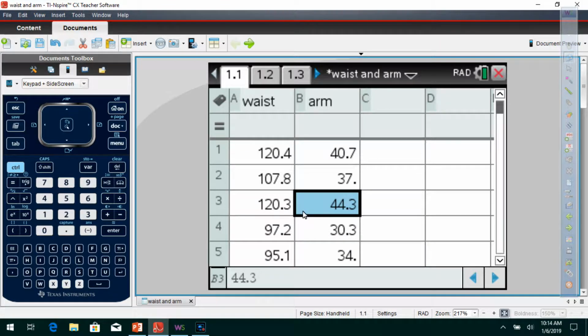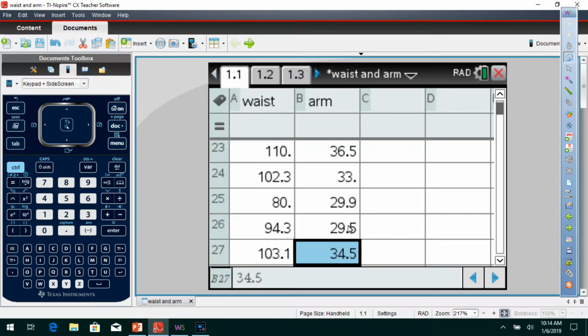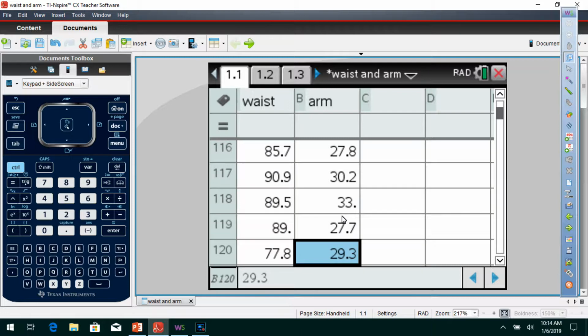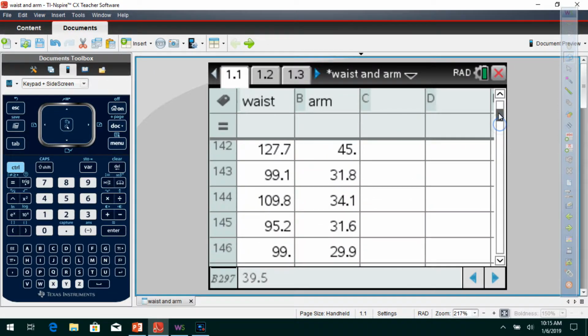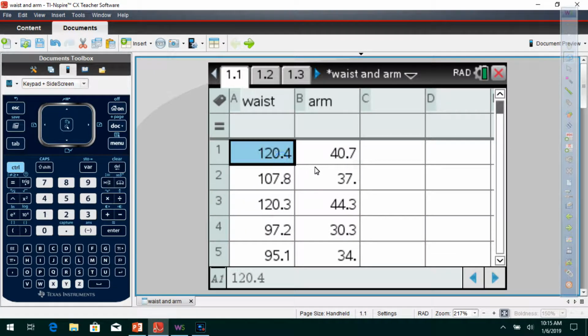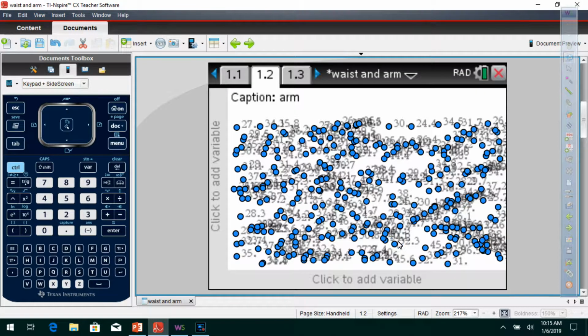And here I went ahead and put in some data. There's a bunch of them, about 300. I got this off of a data set, so this is a big data set. I didn't think you wanted to watch me type them all in. Once you get your data in, you press on, and then you go to the graph.